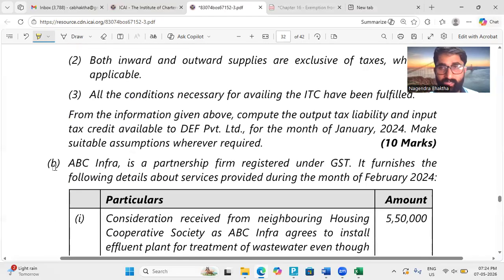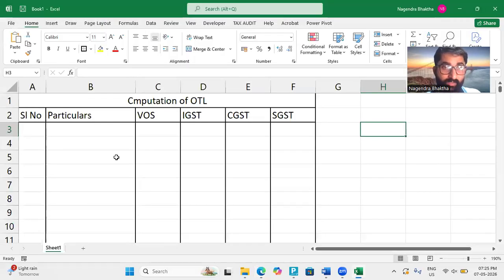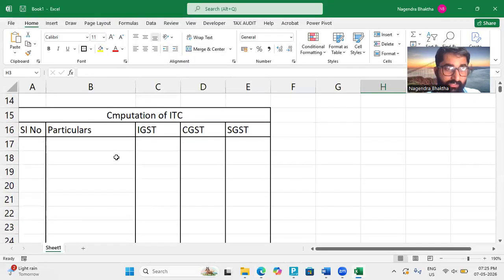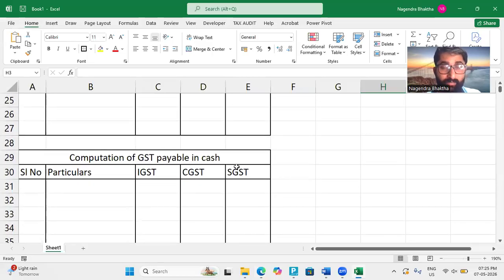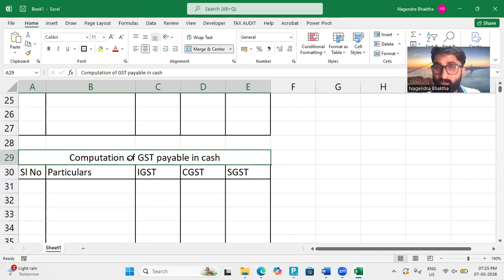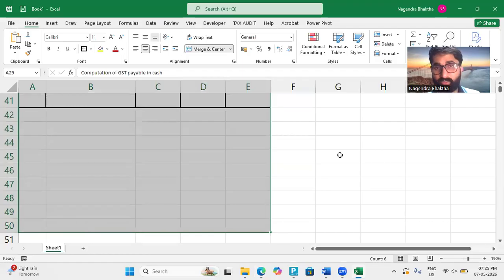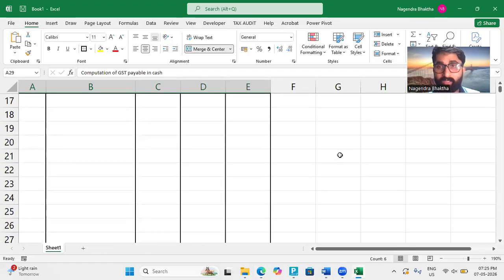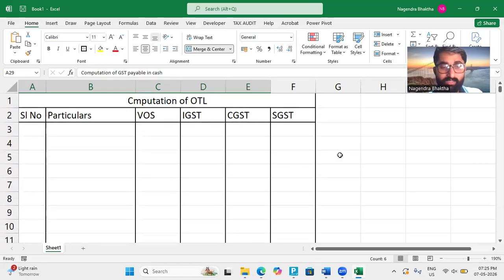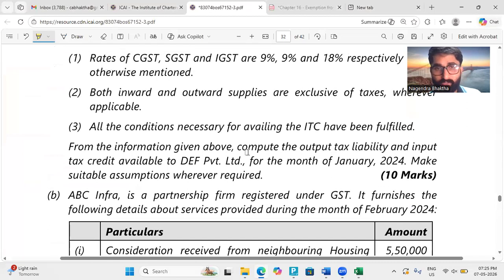So additional information is given. Before that, first read what has been asked, what you have to calculate. From the information given above, compute the OTL and input tax credit. So this question is not asking you for computation of tax liability. See, computation of OTL, computation of ITC, and computation of GST payable in cash. This format is not required for this question. Don't waste time calculating GST payable in cash. That format is unnecessary, don't calculate that. Okay, this question is for 10 marks.